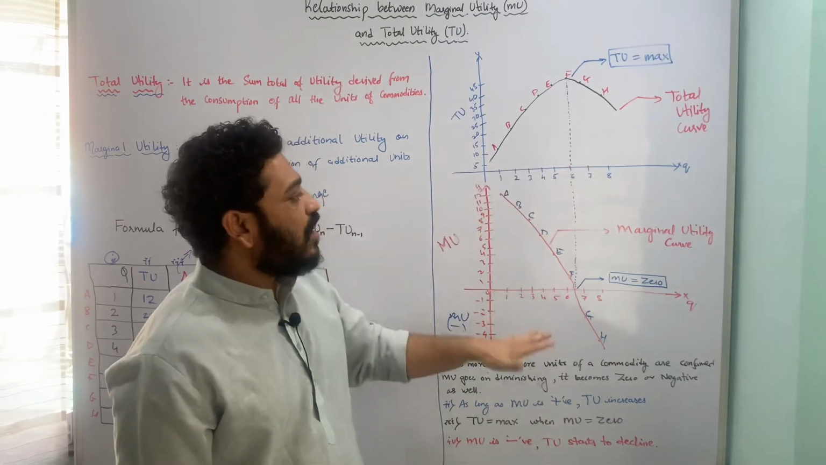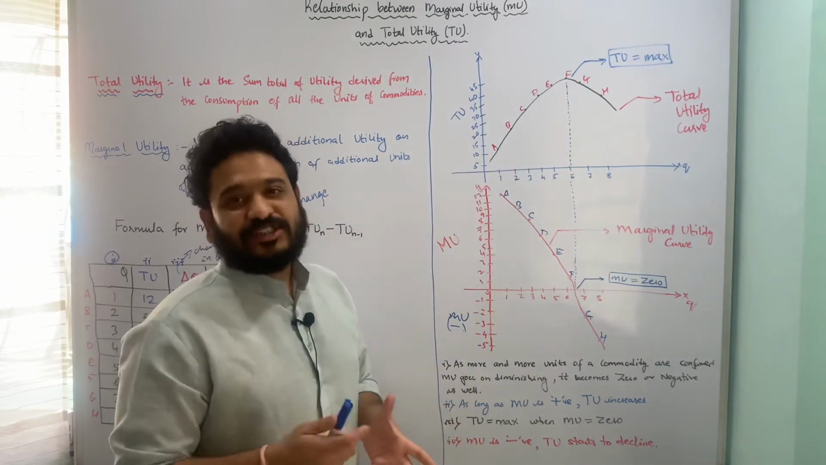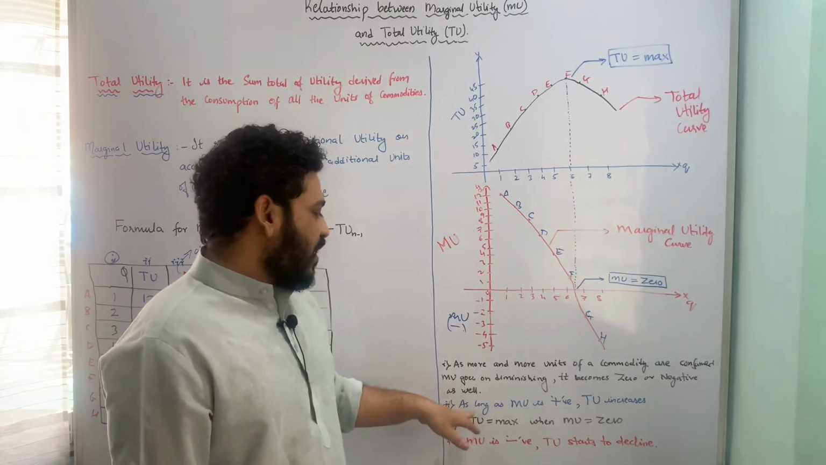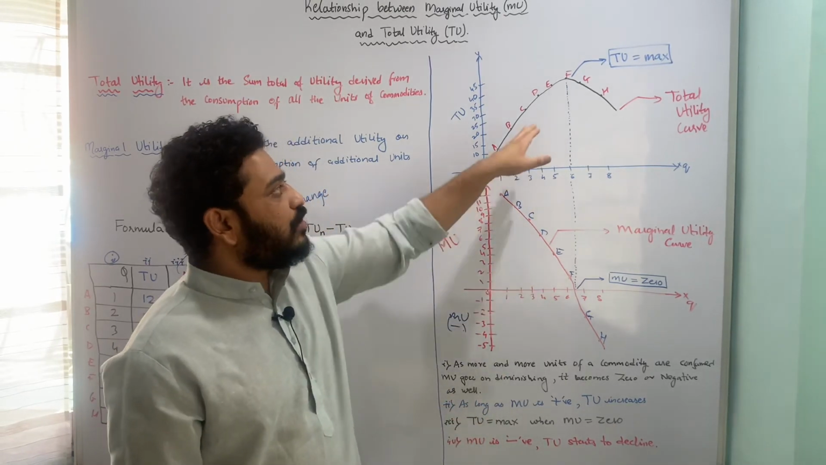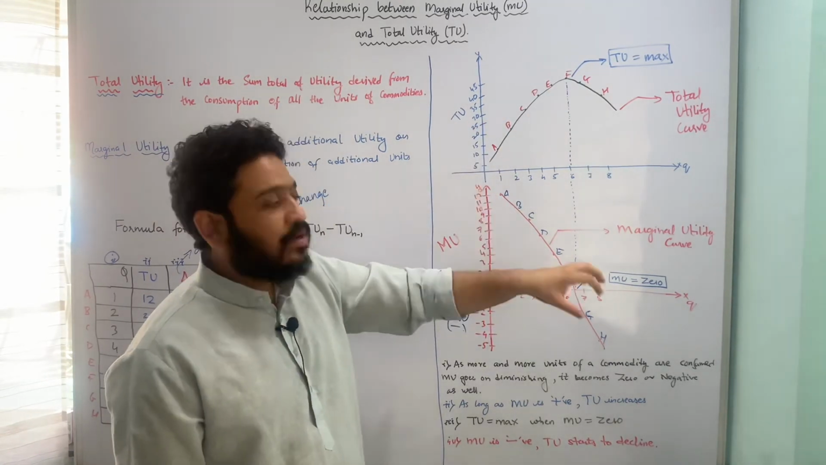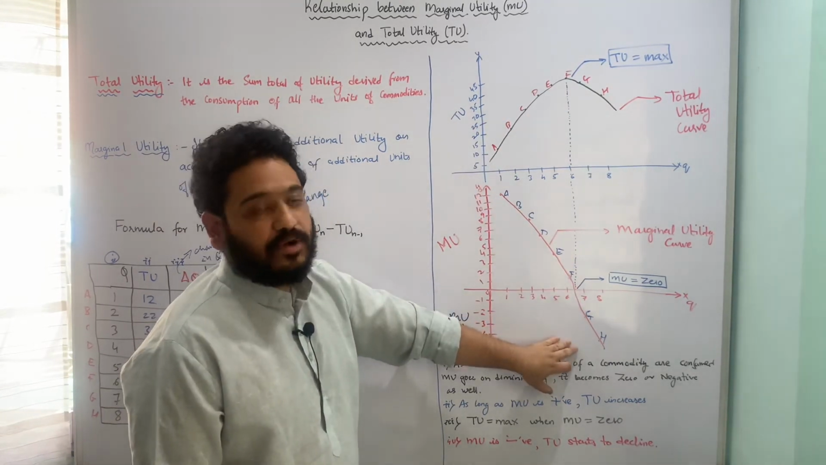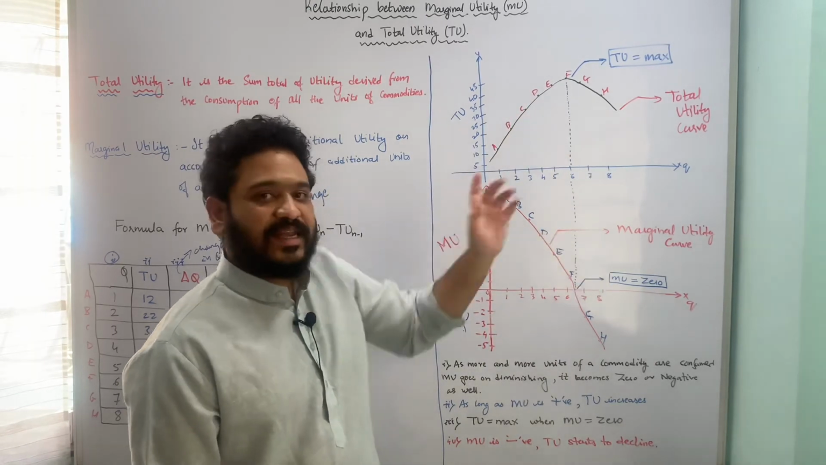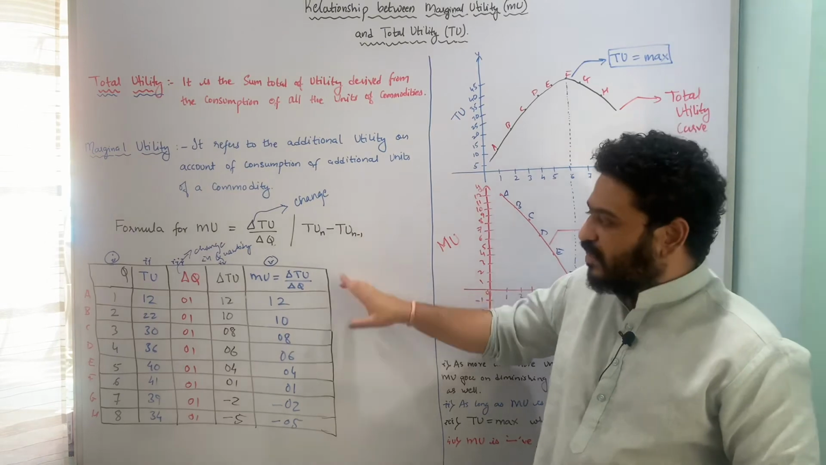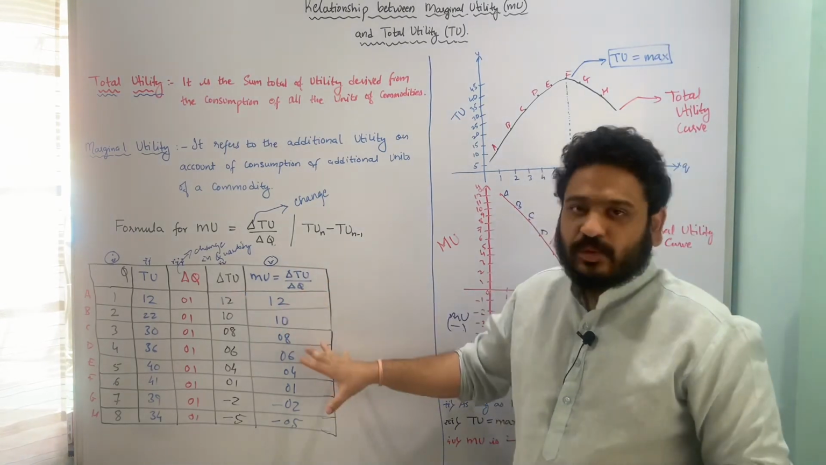So this is how you can look at the relationship between total utility and marginal utility. As long as marginal utility is positive, total utility increases. When total utility is maximum, marginal utility is 0. When marginal utility comes into the negative coordinate, total utility starts to decline. You have seen how to calculate marginal utility mathematically and with the help of this schedule as well.